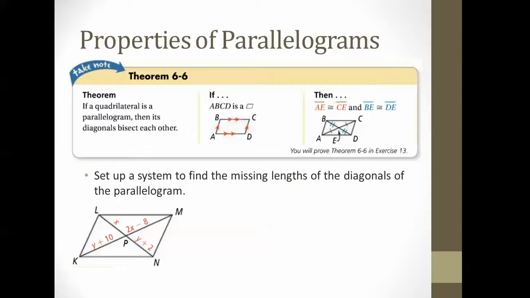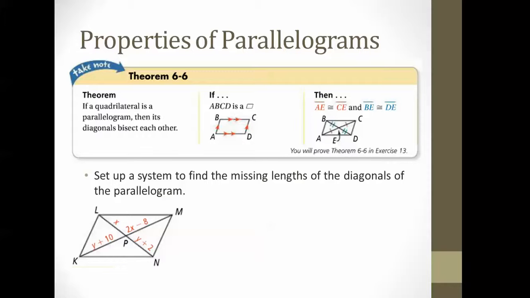The next property says if a quadrilateral is a parallelogram, then its diagonals bisect each other. Let's remember what the word bisect means. All right, we've talked about it a lot. Bisect means to cut in half. So in this case, the diagonals of a parallelogram are cutting each other in half. So if you look at the figure above in the theorem, parallelogram ABCD, you can see that segment BE and ED are congruent, as well as segment AE and EC. Those two are congruent.